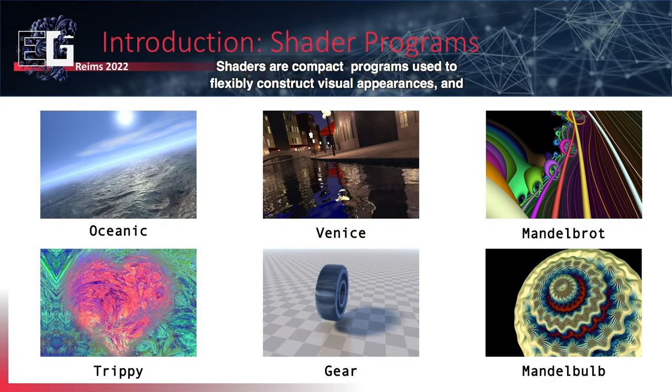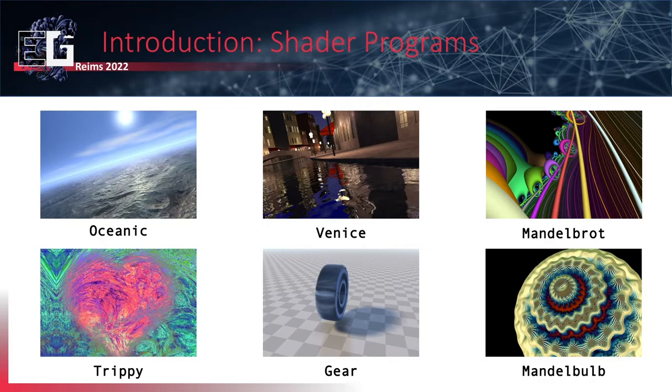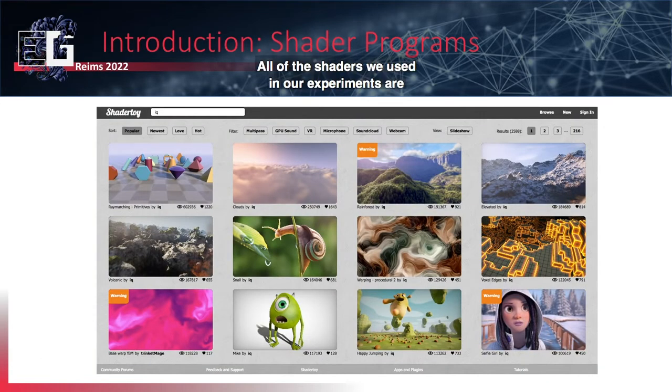Shaders are compact programs used to flexibly construct visual appearances and are essential for games, VR, visualization, and other interactive applications. Our paper focuses on procedurally generated fragment shaders, like the ones shown here, which generate color independently per pixel. All of the shaders we use in our experiments are adapted from shadertoy.com. There are also many other great examples on the website.